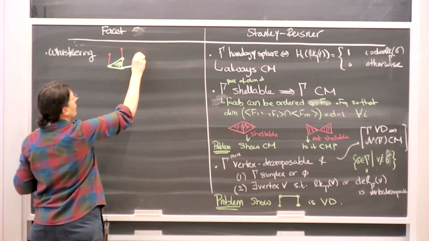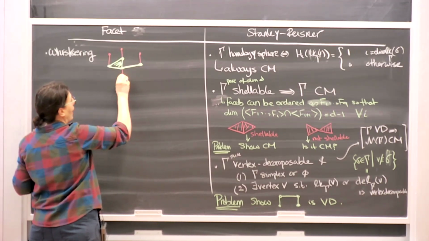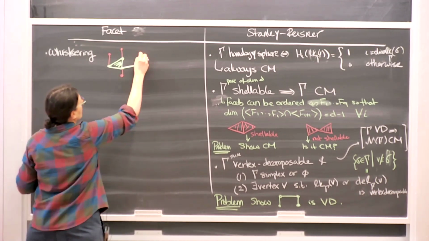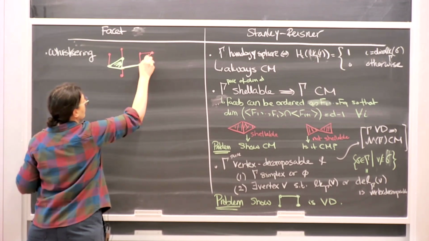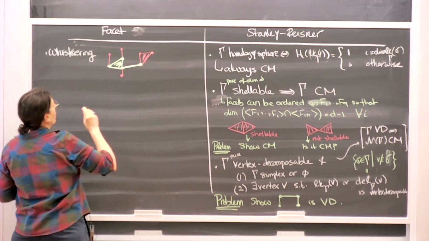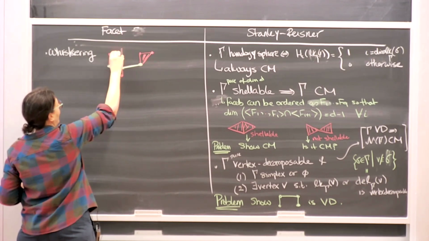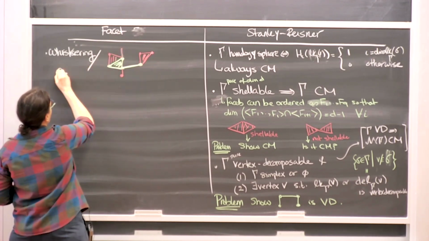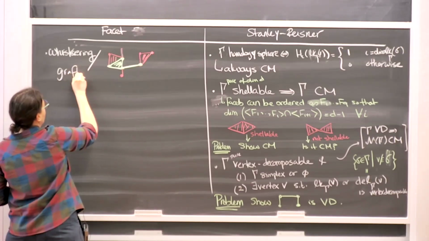Then what you do is you whisker it. That means to each vertex, you add a new edge. And you don't even need to whisker it like this. You can even do this. You can add that. Or instead of this here, you could have added this. So it's whiskering or grafting.